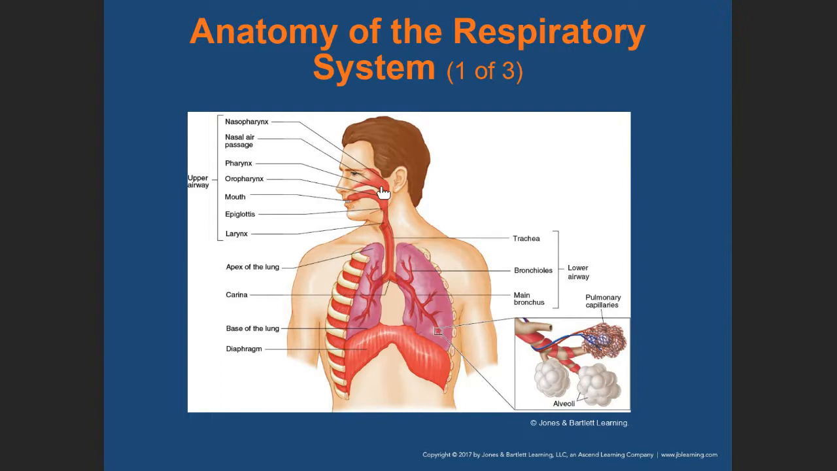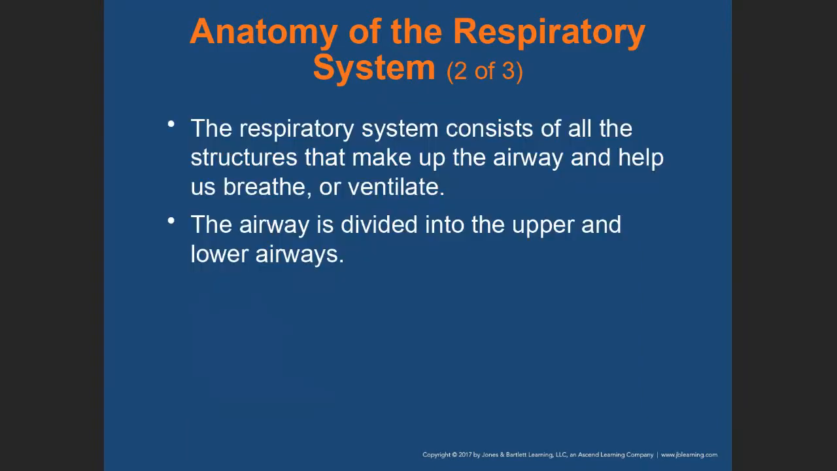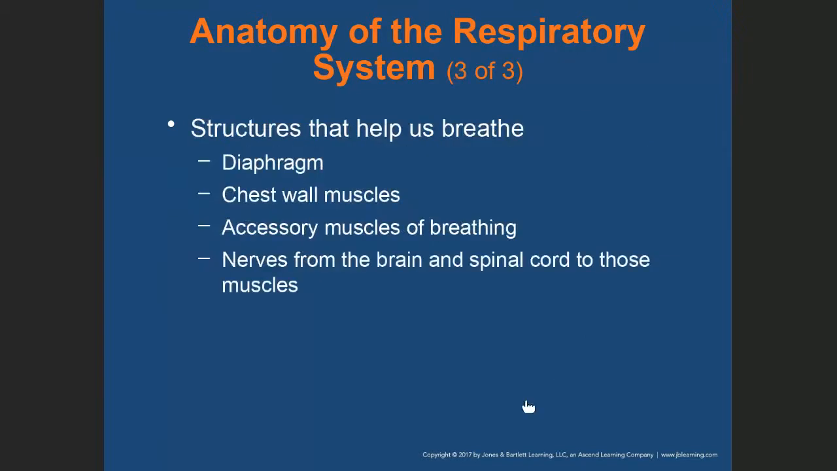For that to occur, 3 processes must occur without any issues. The patient must be able to ventilate, there must be proper oxygenation, and then there must be good respiration. The respiratory system consists of all the structures that make up the airway and help us breathe, or ventilate. The airway is divided into the upper and lower airways. The structures that help us breathe include the diaphragm, chest wall muscles, accessory muscles of breathing, that's muscles in the neck, and abdominal muscles.